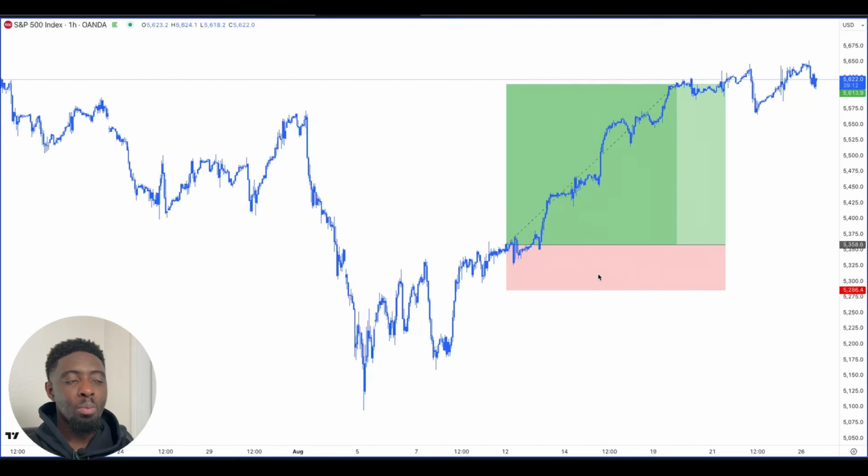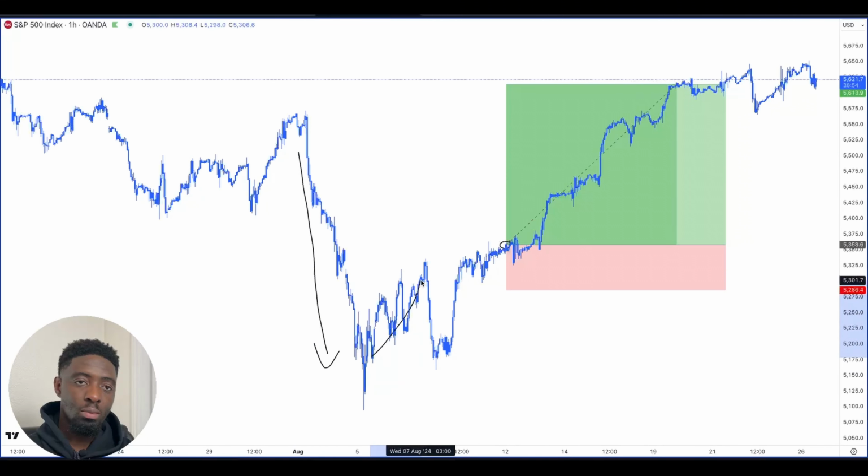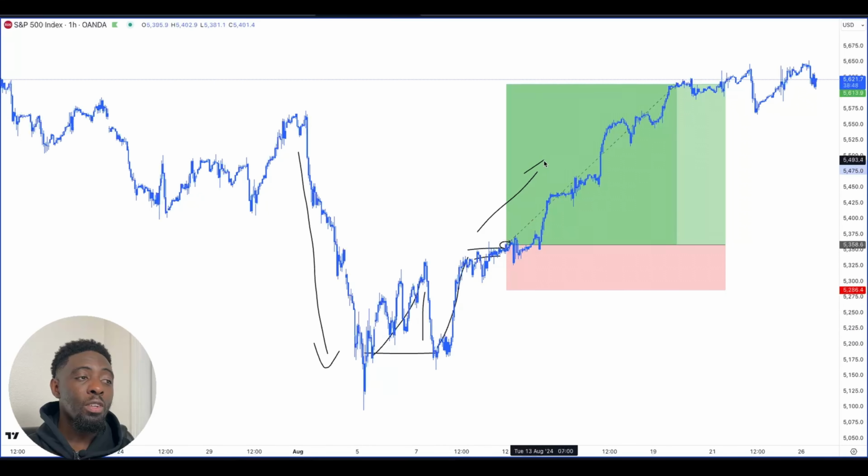So here's the S&P, and I just want you to look at the price action on the S&P, and then compare this price action to what's happening on NAS as well. So this is a trade. I took this trade on the 12th of August right here. Notice what happened. We had this impulsive move to the downside. We had this pullback. We had this inability, and then buyers stepped in. There was a consolidation, and the rest is history.